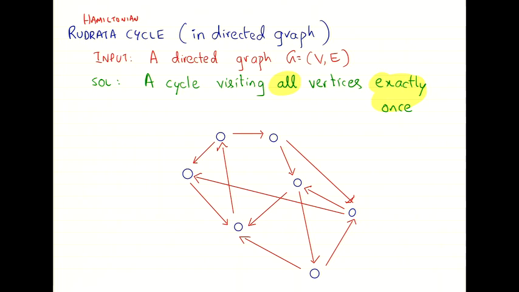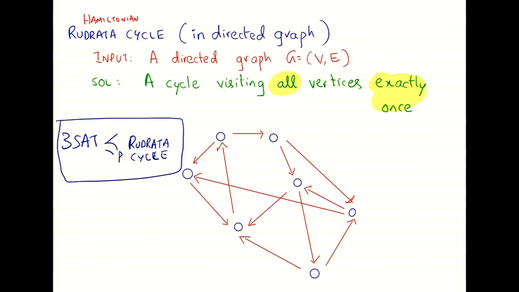But basically, you can see that it's a fairly intricate problem. It's one of the classic NP-complete problems. And now we'll see a proof that this Hamiltonian cycle problem is NP-complete. We'll in fact reduce 3SAT to Hamiltonian cycle. Okay, we'll see a reduction which reduces 3SAT to Rudrata cycle, and so that will prove that Rudrata cycle is NP-complete. And we'll do it on directed graphs.